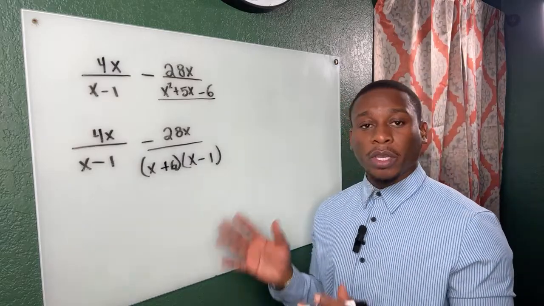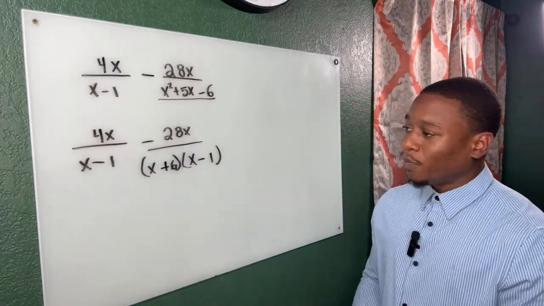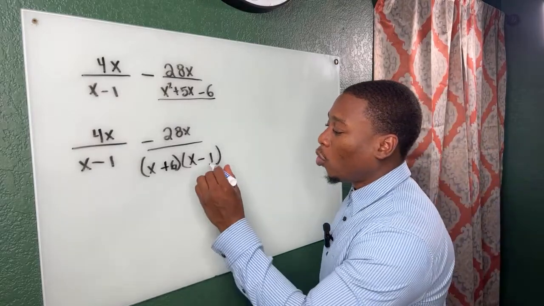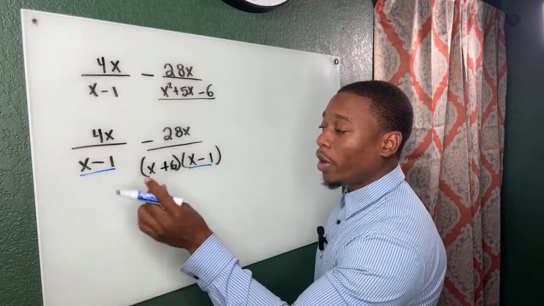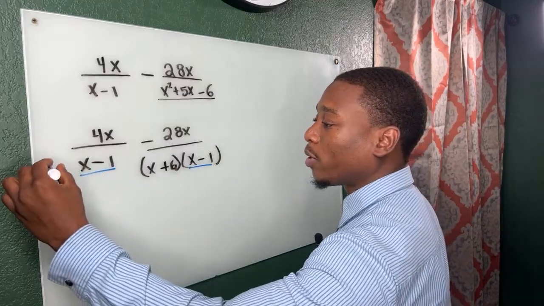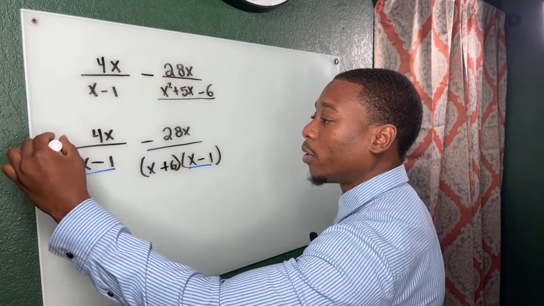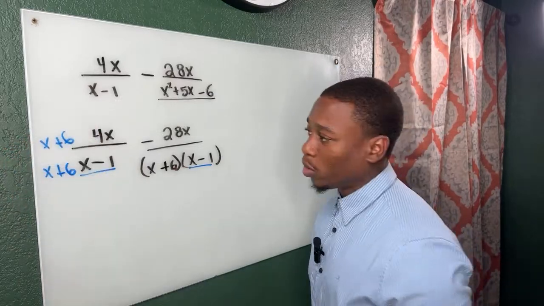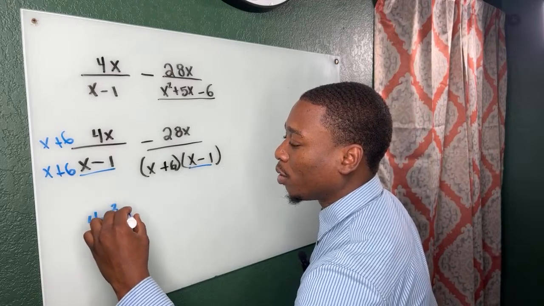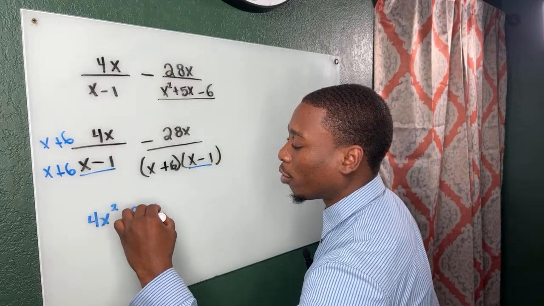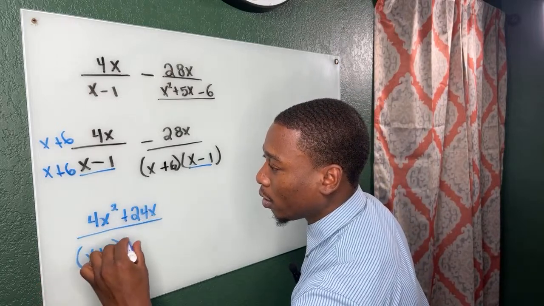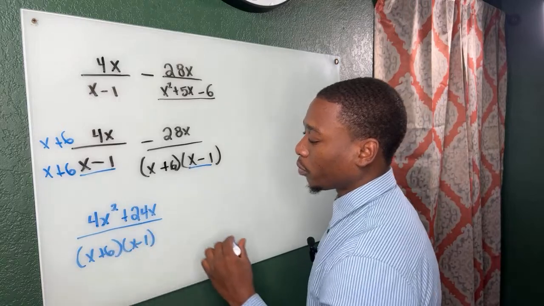All right, so now we're looking at this step, guys, and I'm going to switch to blue because we noticed that, hey, in our denominator, we have x minus 1, but we're now missing x plus 6. So what I'm going to do, let's put x plus 6 right here, and x plus 6 right here, because we're going to multiply. So once we multiply, we'll get 4x squared plus 24x. And this is all over x plus 6 times x minus 1.